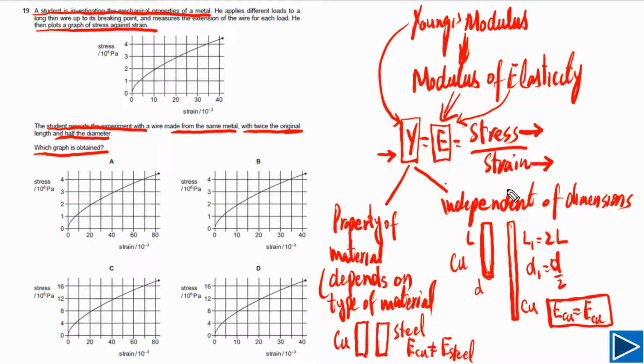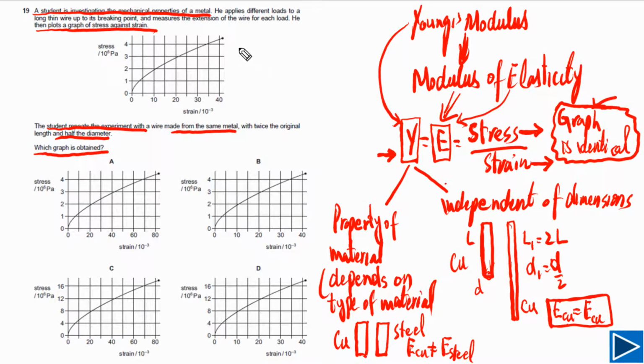So from here we can simply conclude that if the material is the same, the graph we will obtain also has to be the same. The graph has to be identical. Even though the dimensions of the wire are different, because the student is using another wire that has different dimensions but is made of the same metal, the same material, Young's modulus is the same. For any value of stress in the wire, strain also has to be the same because Young's modulus is a property of material.